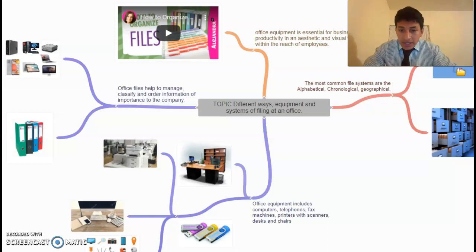Office equipment includes computers, cell phones, fax machines, printers with scanners, desks, and chairs. The most common file systems are alphabetical, chronological, and geographic.